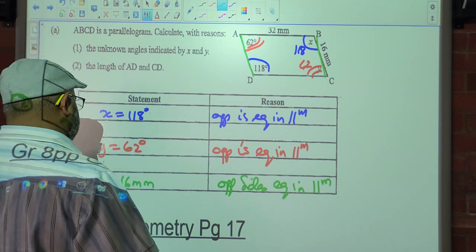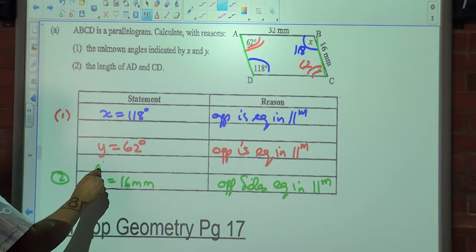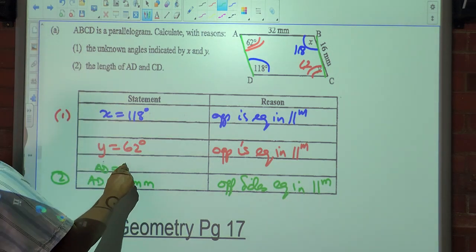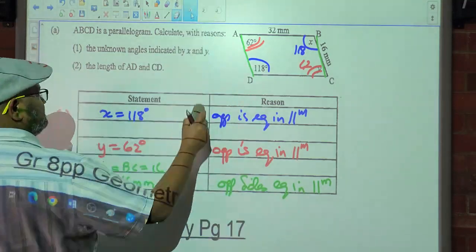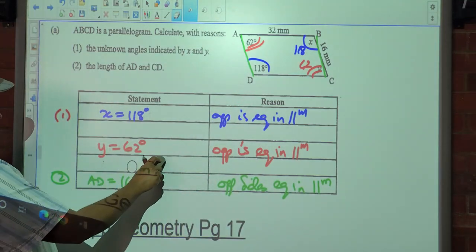That's also fine. So you're asking, can she write AD is equal to BC is equal to 16? Yes. Don't forget your reason. Okay. Anything else?